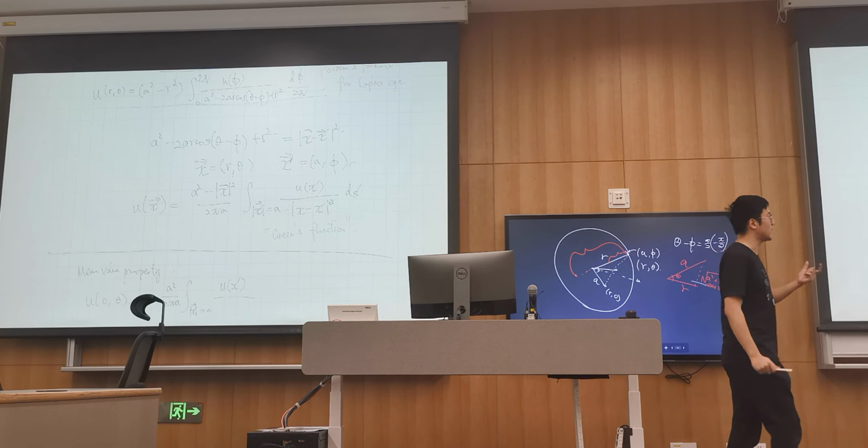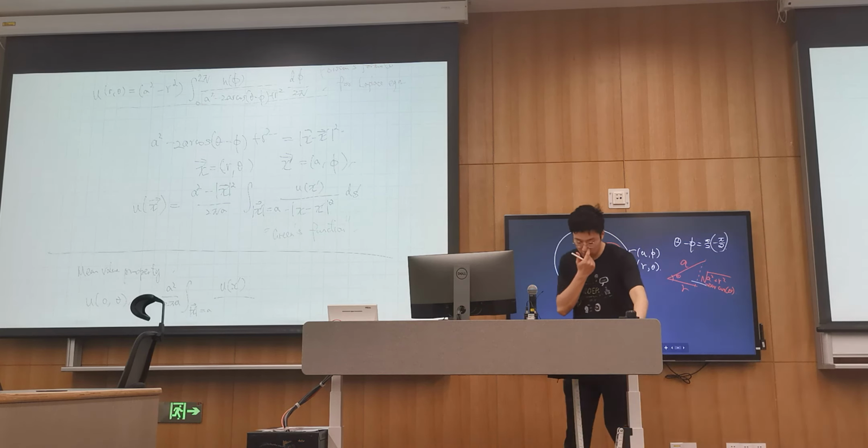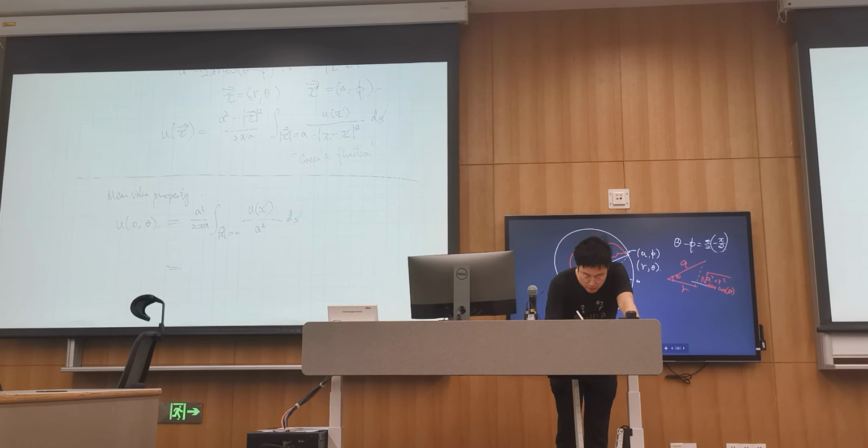So, which means that x minus x prime is always what? The norm is always a, right? The norm is actually always a. So it's actually a squared over here and then ds. So one more thing to do is we can put it out: 1 over 2 pi a, the integration over |x prime| equals a of u(x prime) ds.